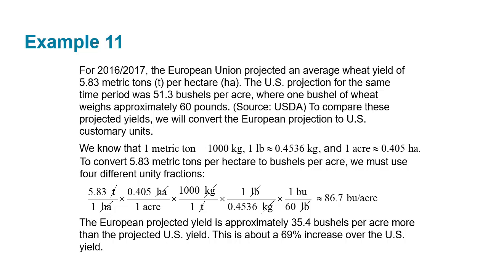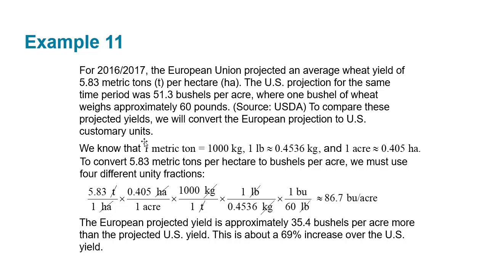All right, just a couple more examples. For the 2016-2017 year, the European Union projected an average wheat yield of 5.83 metric tons per hectare. The U.S. projection for the same time period was 51.3 bushels per acre. And you're like, oh, dear God. Where 1 bushel of wheat weighs approximately 60 pounds.